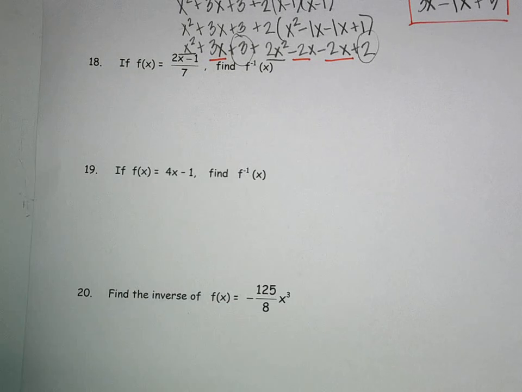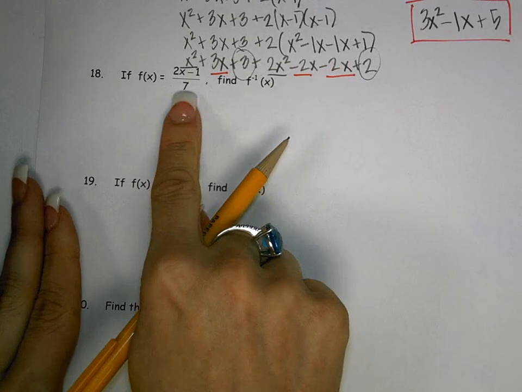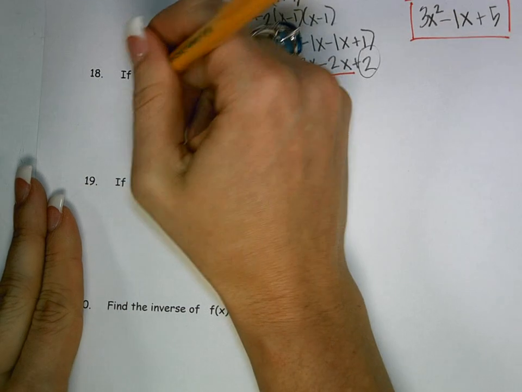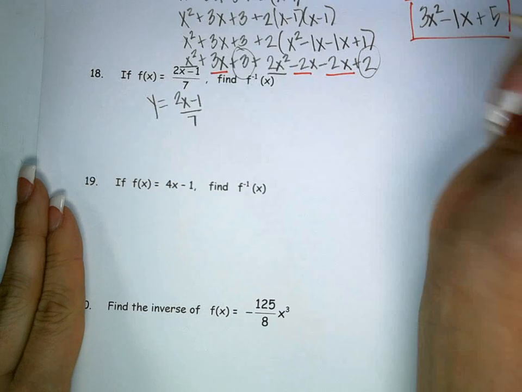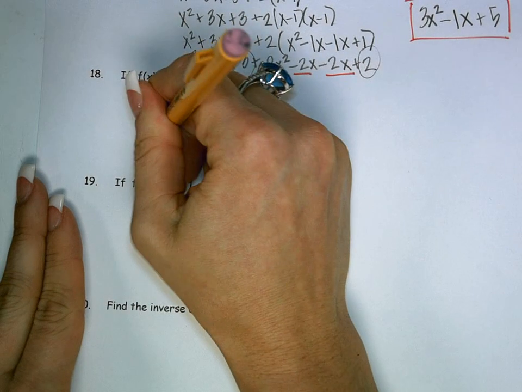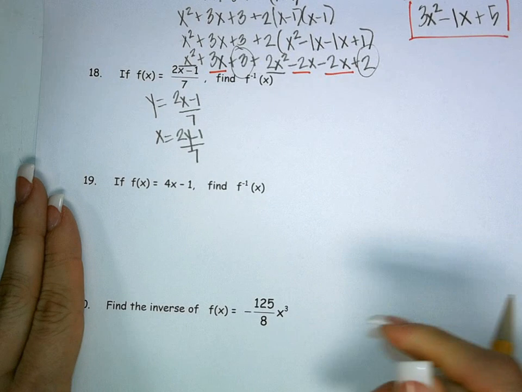Okay, there's not a constant, so it's not just x or y equals a whole number, and there's no x squared, so we can go on with this. Here, we want to find the inverse, so replace this with y equals 2x minus 1 over 7. Switch your x and y. X equals 2y minus 1 over 7, and then solve for y.